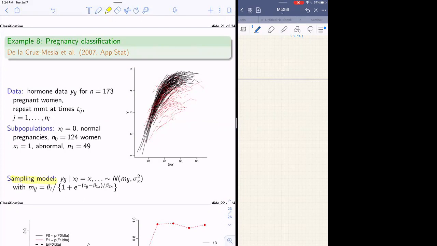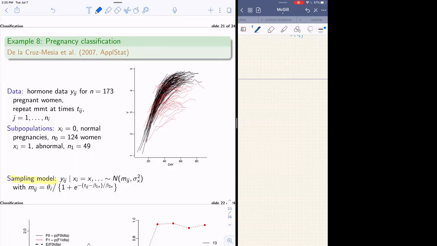The twist is we actually put the DDP not on the outcome itself, we put the DDP on the random effect, but that doesn't change anything deep in terms of this model structure. So here's our sampling model. The data are some hormone measurements over time. In the picture, you see the data. The black lines are for women who are going through normal pregnancies. This is data from somewhere in Chile. And there are some obvious trends. The dashed red lines are abnormal pregnancies.